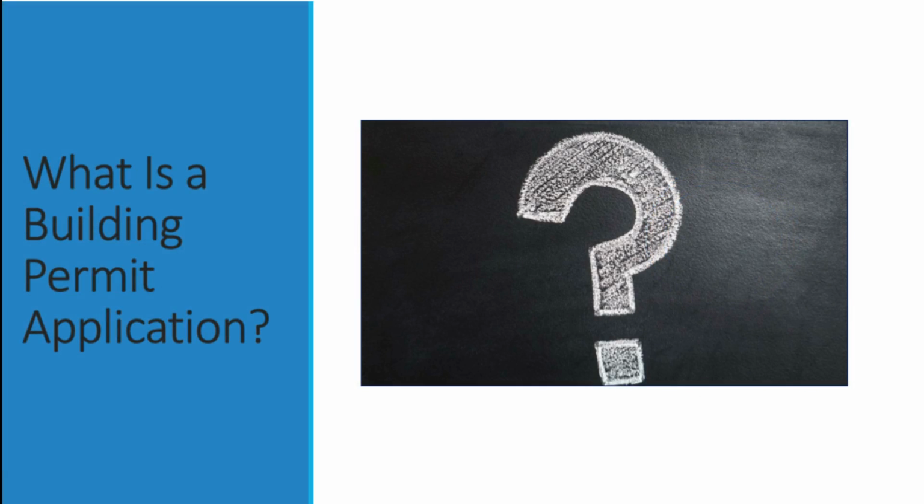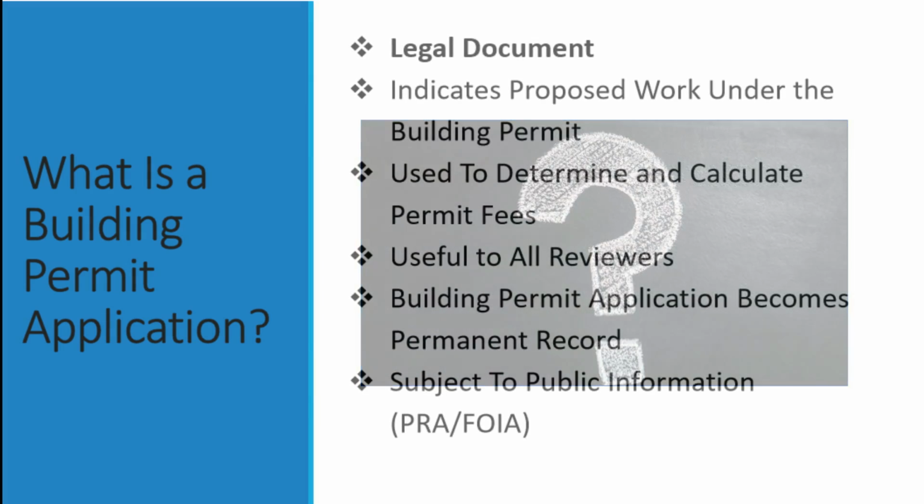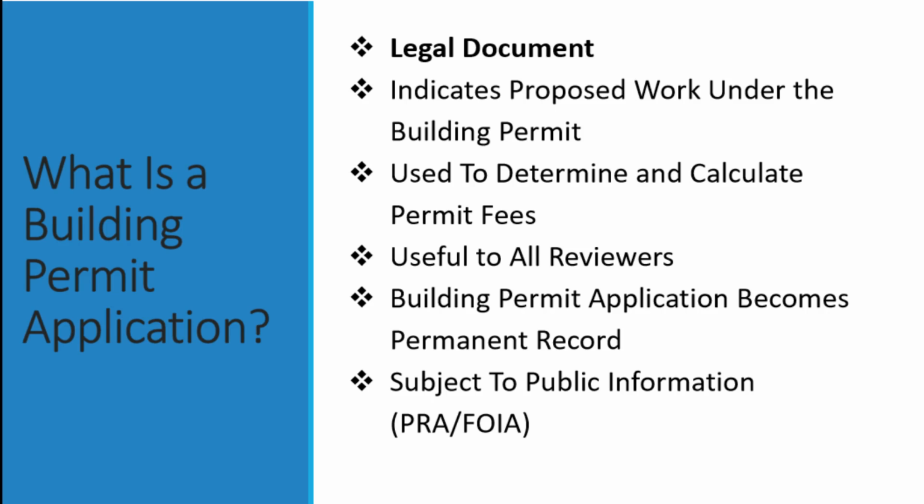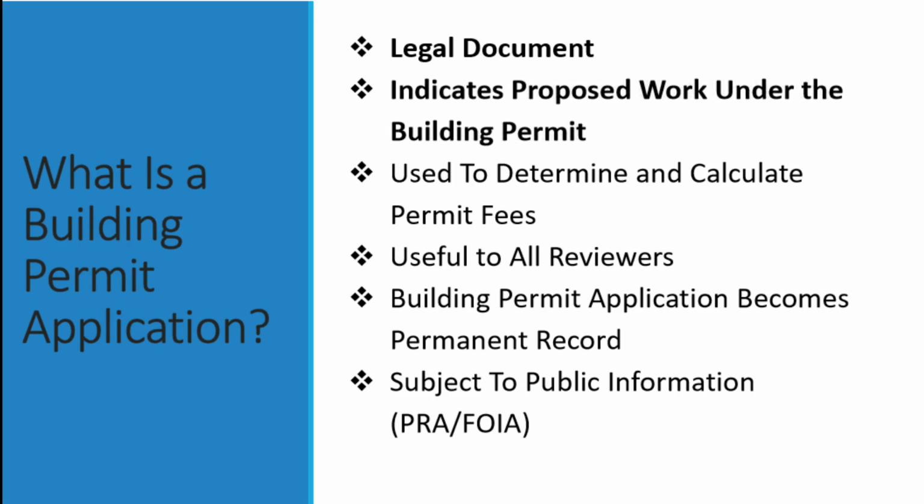First, what is a building permit application and why is it needed? A building permit application is a legal document that is required by the building department for applicants to properly complete and submit to the building department for work requiring building permits. The building permit application is also where the applicant indicates the proposed work requiring a building permit. The building permit application is also used by the building department to determine and calculate building permit fees.